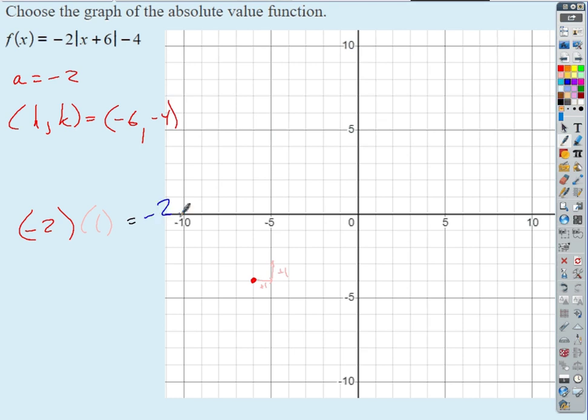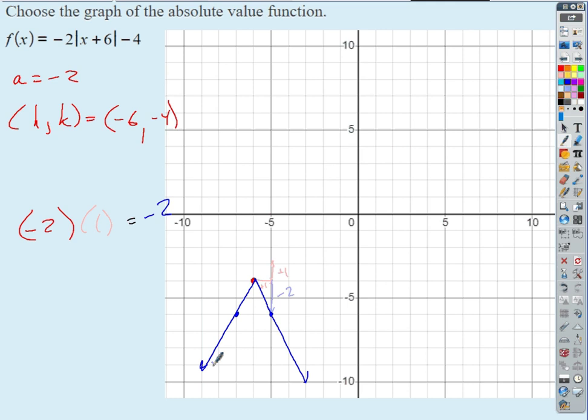Okay, so -2. Instead, I'm going to go up by -2. When I go to the right by 1, I'm going up by -2, which is down 2. And there's the point I need to graph the V. There's my vertex. I get a reflected point on the other side. Does that one make sense?